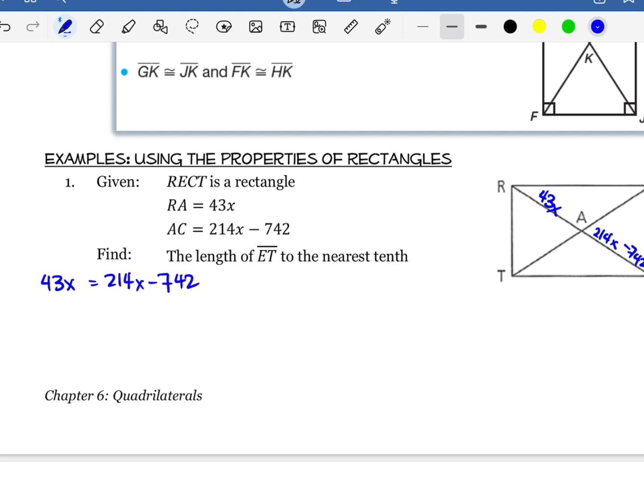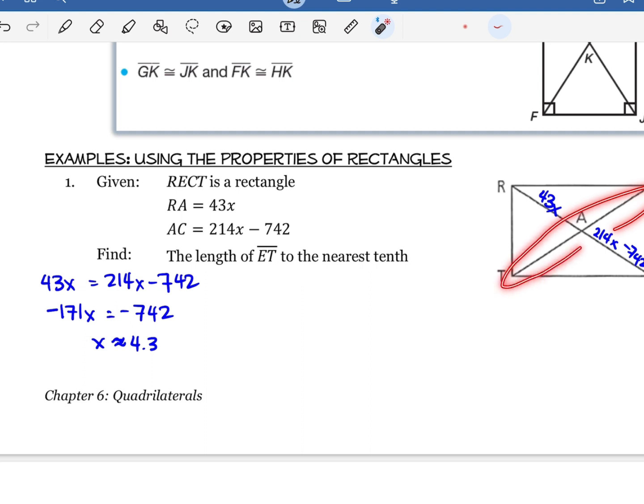Okay, we're just going to do our algebra. And this is it rounded to the nearest tenth. So this should actually be more of an approximately equal symbol here. Okay? We didn't finish the question. Remember, they're asking us what is the distance of, no, not that one, of this guy. So they're not interested in what x is. They want to know what the distance of ET is.